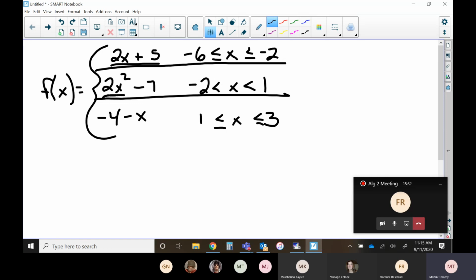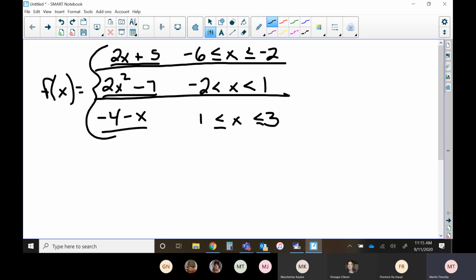What do I know about this second piece? What type of graph is that going to be? Parabola, because it's x squared. And what do I know about this final piece? It's also going to be a what? A line. So don't write this down. I'm just showing you. I know that it's going to look something like a line, then a parabola, and a line. Maybe it's connected together. Maybe it's a line, a parabola not connected, and then a line.